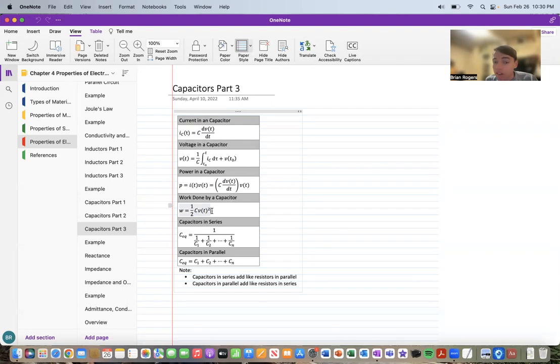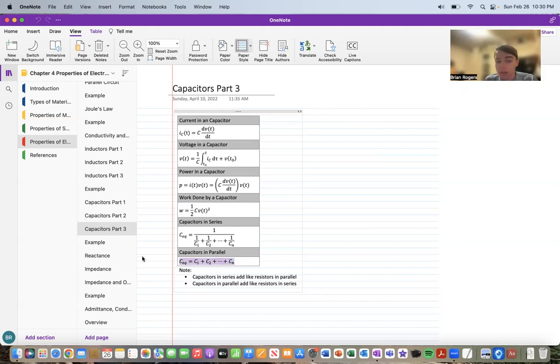Notice, though, capacitors behave opposite of resistors. Capacitors in series add like resistors in parallel, whereas capacitors in parallel add like resistors in series. So inductors behave more similar to resistors, since you can add them together just like resistors in series, but capacitors, on the opposite hand, behave like resistors in parallel when they're in series, and they behave like resistors in series when they're in parallel.